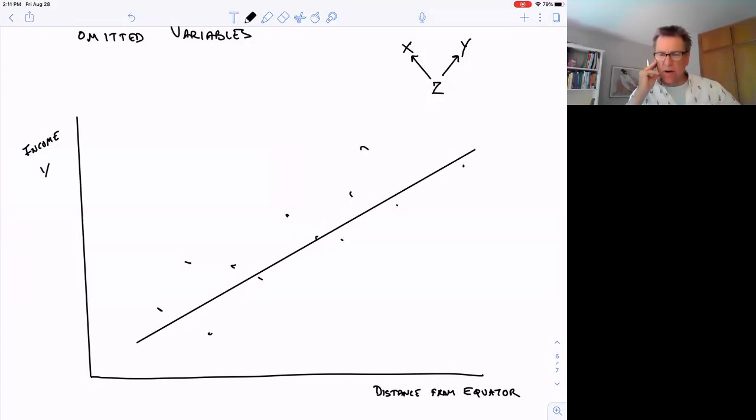So what's going on here? Does it mean that the distance from the equator causes countries to be wealthier? Maybe. Could there be some reverse causality?